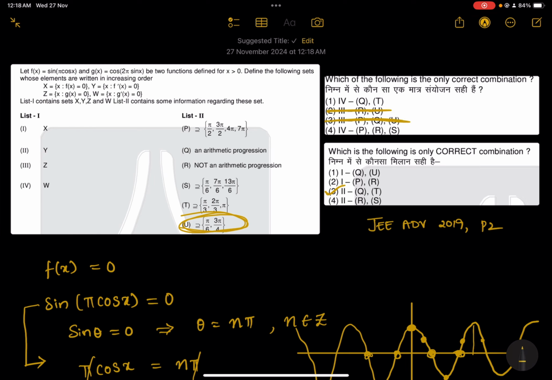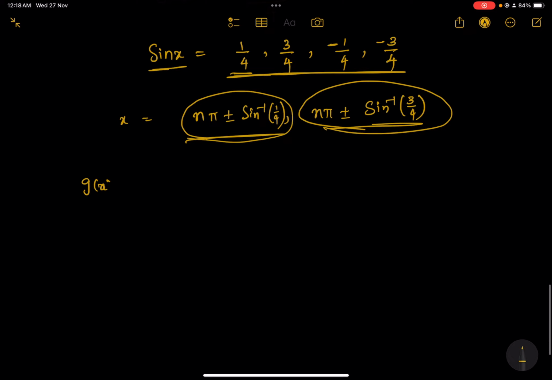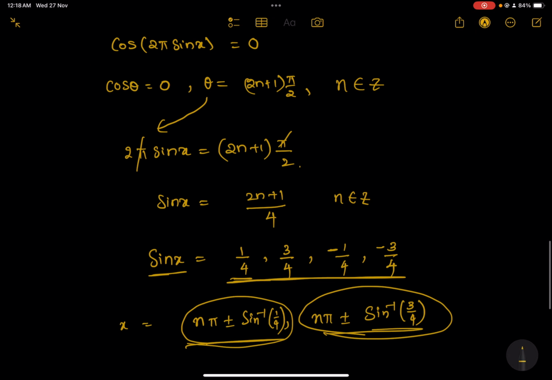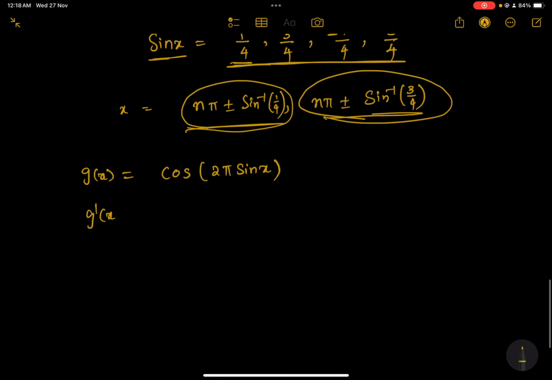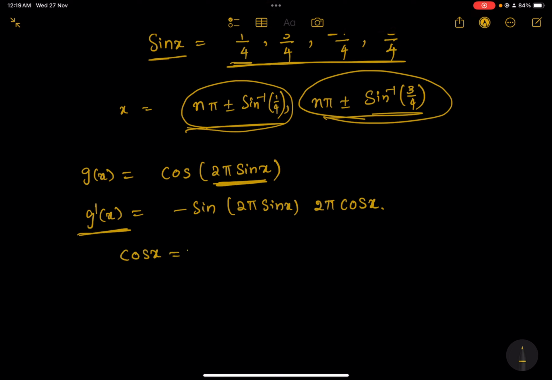So now let us go to the fourth one. Fourth is W. W is the derivative g dash of x. Now g of x is equal to cos of 2 pi sin x. So g dash x is equal to minus sine of 2 pi sin x into, we have to take the differentiation of this, so that is 2 pi cos x. So for g dash x to be 0, cos x has to be 0 or sine of 2 pi sin x is equal to 0.